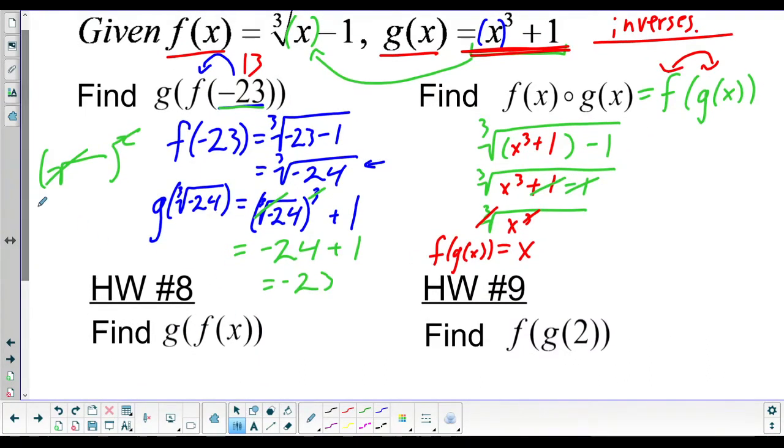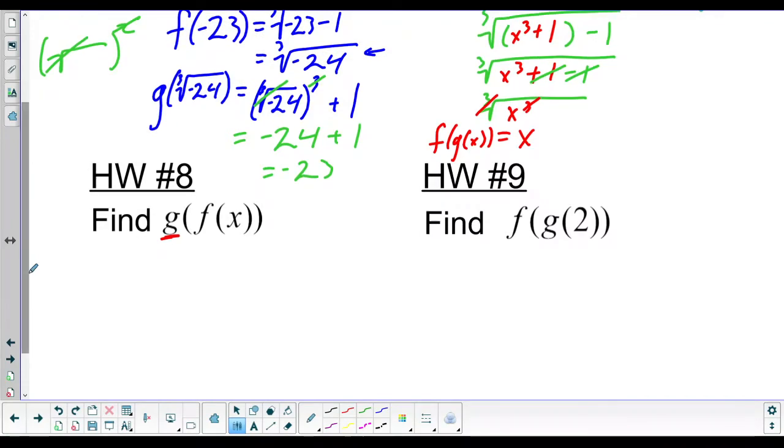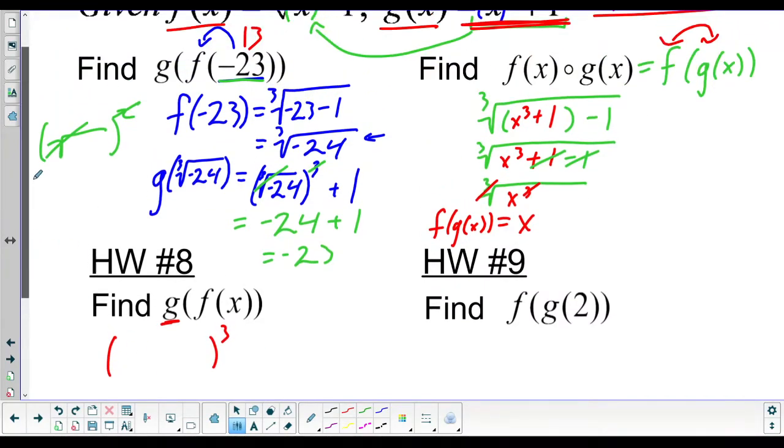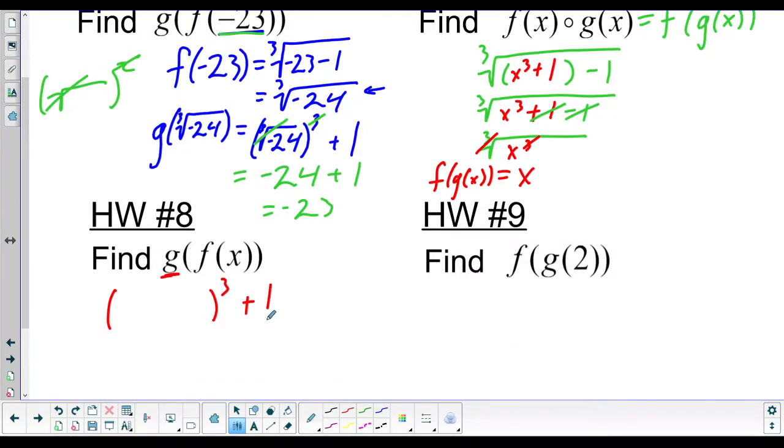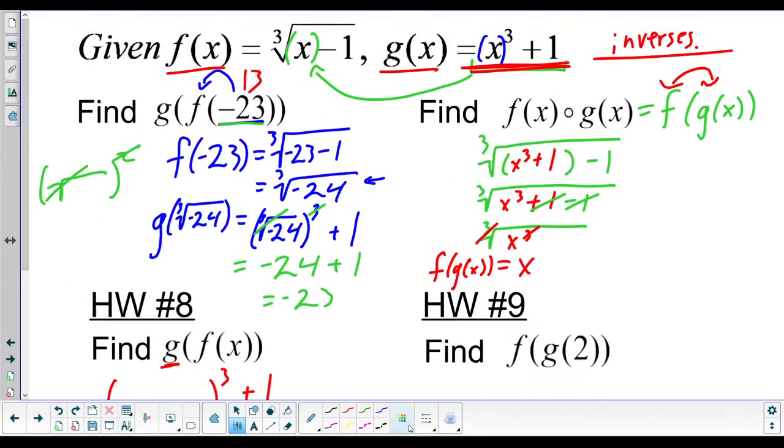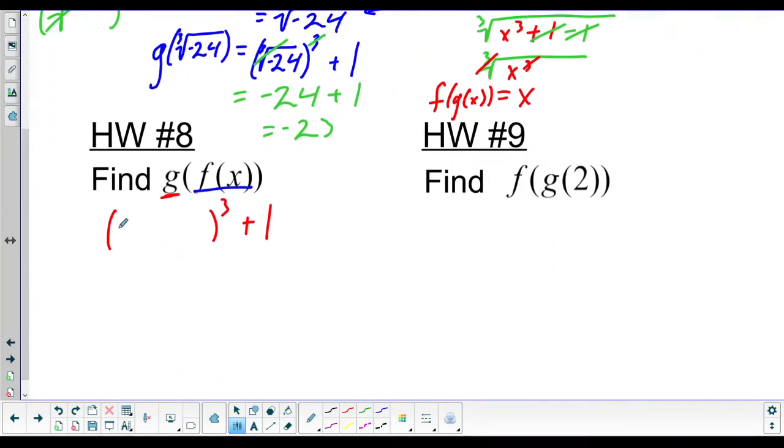So just for good practice, we're going to write down the g function first, the outside function, and where the x is, we'll put parentheses. So we're going to have parentheses cubed plus 1. Then we're going to copy the f function to the inside, because the f is on the inside of this. So we're going to take this whole thing and put it on the interior. So we have the cube root of x minus 1.